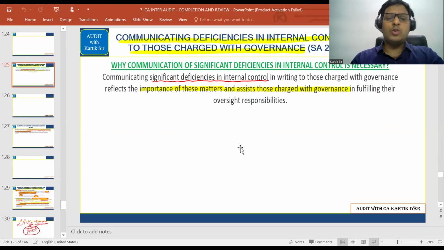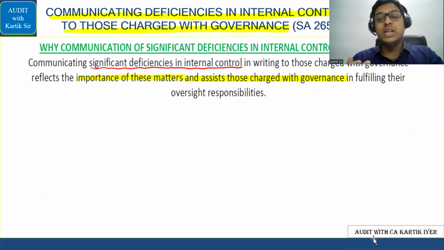Let's see this. Now, 265 is in relation to communication of significant deficiencies in internal control. So, what deficiencies can come up in internal control? That is basically the standard. So, let's do it one by one.